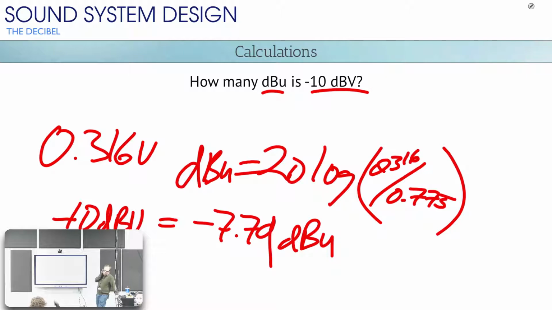The reason voltage uses 20 log is because voltage is a force quantity, and therefore you use 20. The reason watts uses 10 is because it's power.